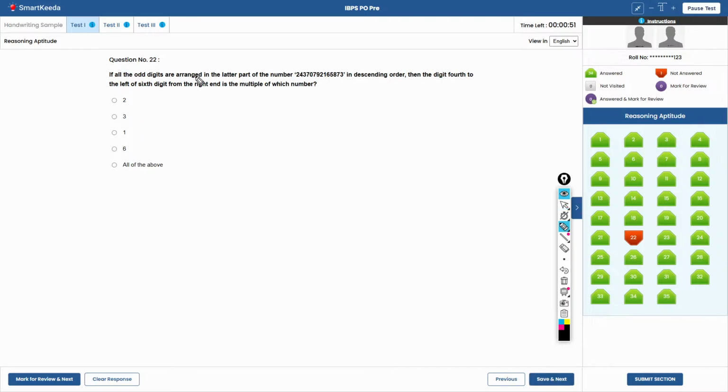Okay, if all the odd digits are arranged in the latter part of the number in decreasing order, then the number fourth to the left of the sixth digit from the right end is a multiple of which number? Okay, so the 10th digit from the right end is asked. So what are the odd numbers? 2, 4, 0, so 3, 7, 7, 9, 1, 5, 7, 3, so 4, 4, 8 numbers are here.